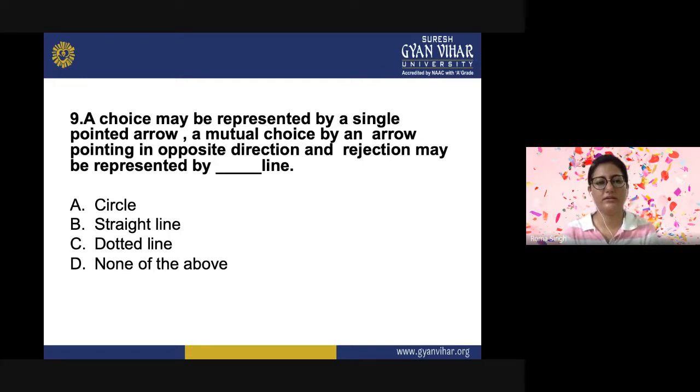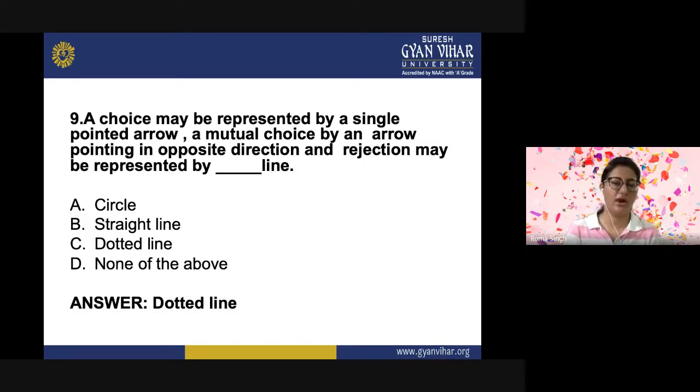Question number 9 is, a choice may be represented by a single pointed arrow, a mutual choice by an arrow pointing in opposite directions, and rejection may be represented by a dash. So these are certain representations which we can prepare while making use of a sociogram. And the options are circle, straight line, dotted line, or none of the above. So here the correct answer is dotted line, and through that we can represent the rejection part. So after that, the teacher will be able to interpret the result very easily.